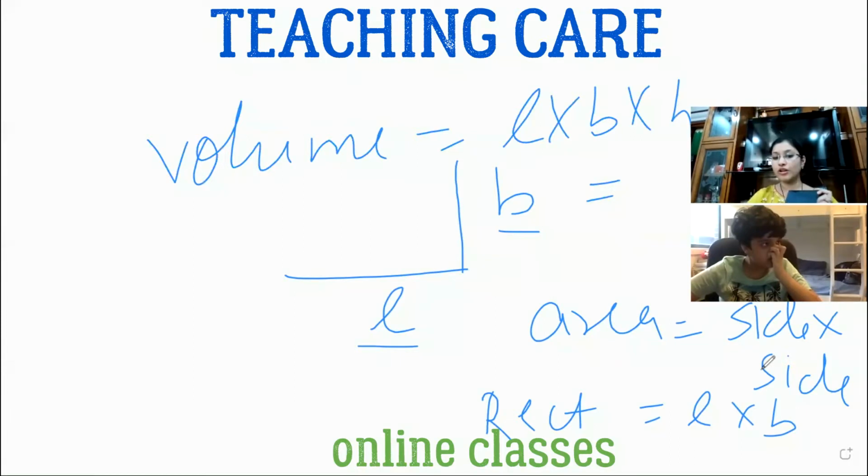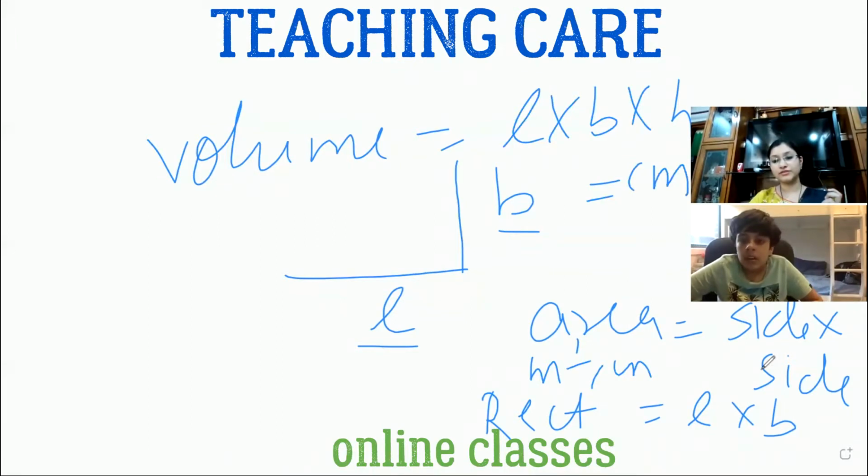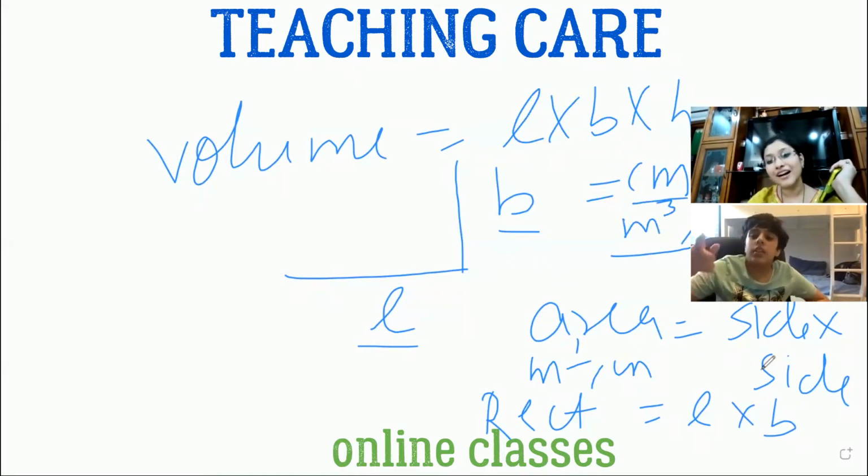And as I told you, in area we have meter square, centimeter square. In volume, what do we have? You tell me. The unit for volume: the formula is length, breadth, and height, and the unit is centimeter cube, meter cube, with the three sign. Cube. We talked about cube, right?